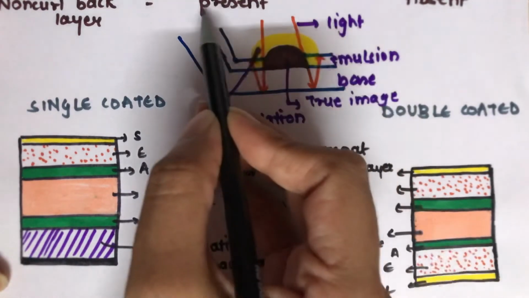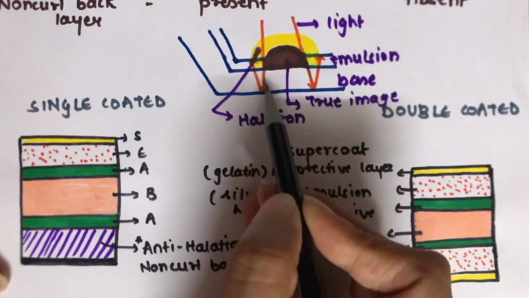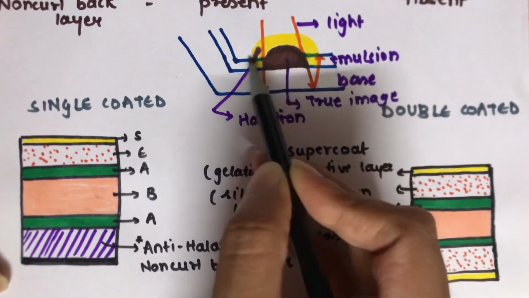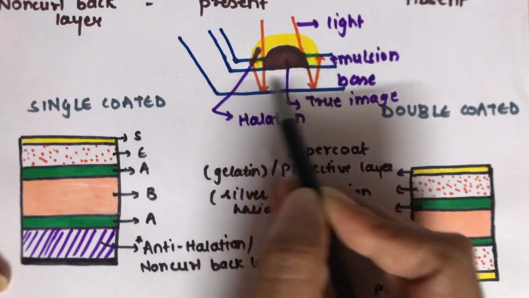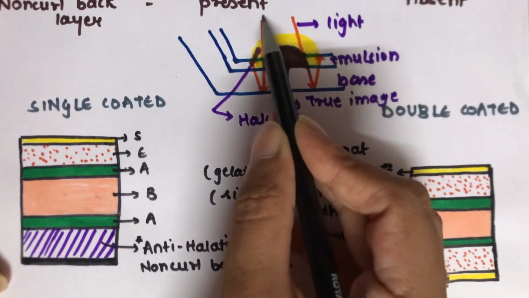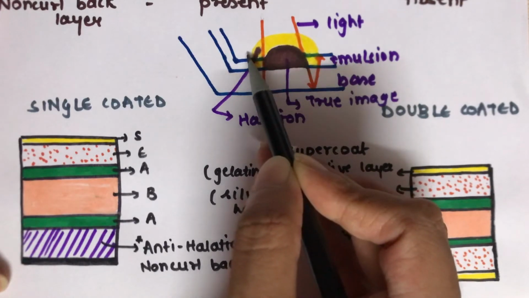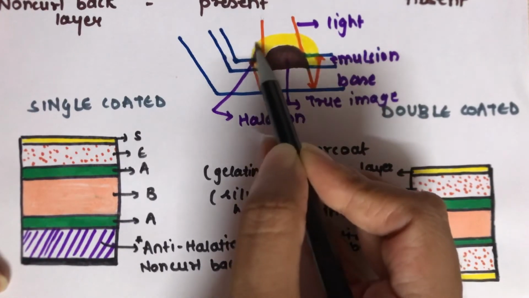It happens when the light is transmitted through the base. Now you can see over here the light is transmitted. This is your base, and this thin layer is your emulsion. When the light passes through this base, from here it gets reflected, and due to this there is formation of this ghost image.